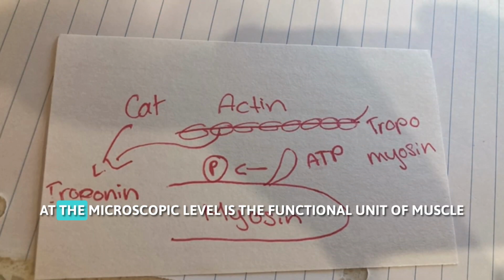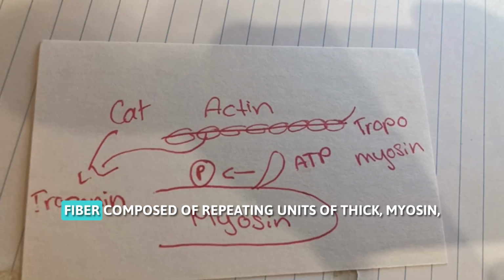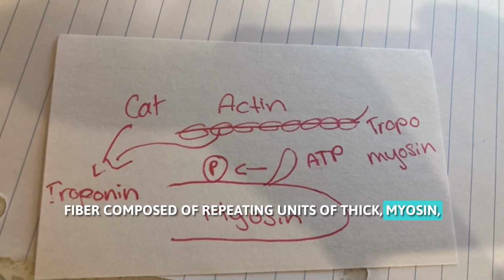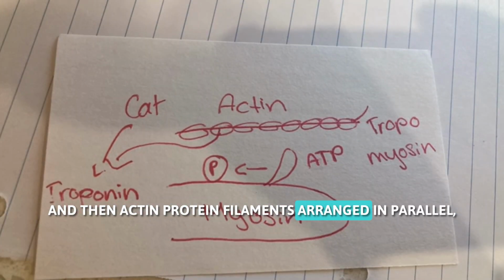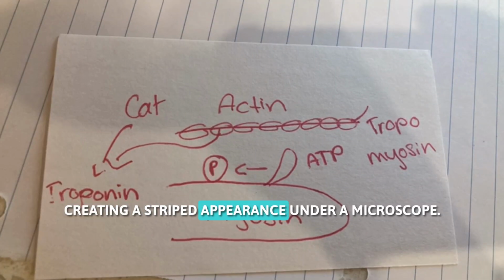A sarcomere at the microscopic level is the functional unit of muscle fiber composed of repeating units of thick myosin and thin actin protein filaments arranged in parallel, creating a striped appearance under a microscope.